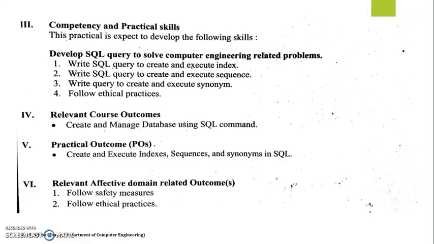Competency and practical skills: this practical is expected to develop the following skills in the students, like writing a query to create and execute an index, to create and execute a sequence, and synonyms, following ethical practices. The relevant course outcome is to create and manage a database using SQL commands. Practical outcomes achieved are to create and execute indexes, sequence and synonyms in SQL. Relevant affective domain outcomes are following safety measures and ethical practices.